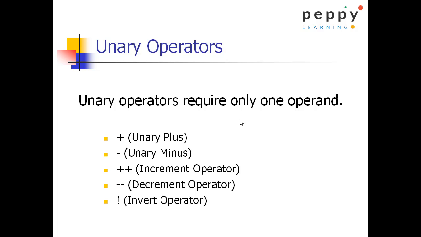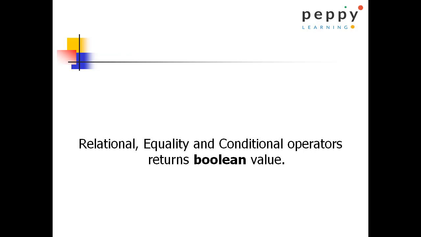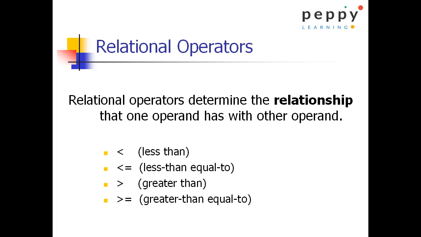Exclamatory. Exclamatory is also called invert operator. We'll see about these in later videos. Relational, equality and conditional operators return Boolean value. Relational operators determine the relationship that one operand has with other operand. Less than or equal to, greater than or equal to are relational operators.